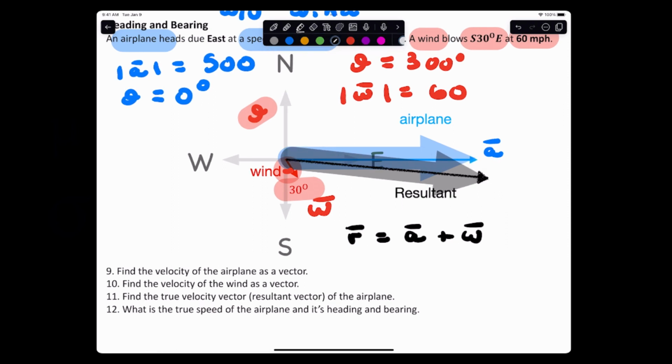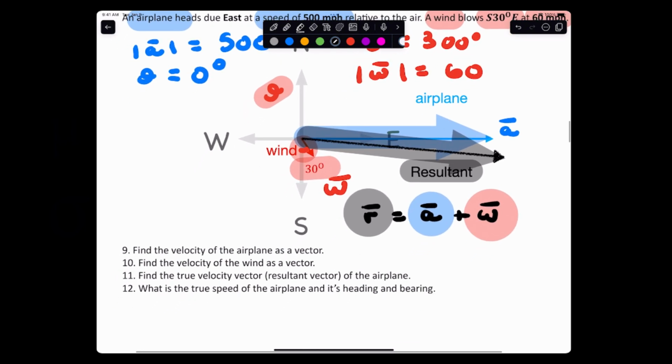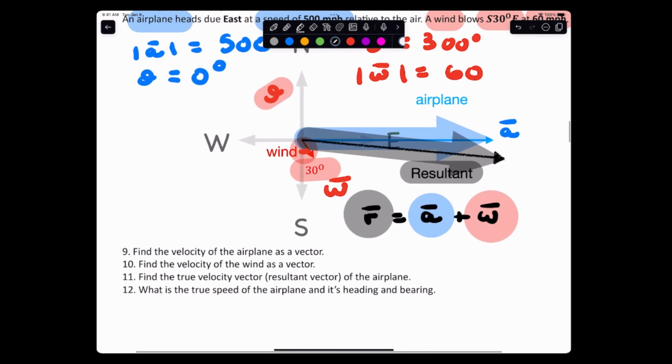Okay, so you get this vector right in here. Your A vector plus your what? Wind vector gives you that resultant vector. All right? Adding vectors. Good. So notice question 9 is they want you to get what? That A vector. Okay?